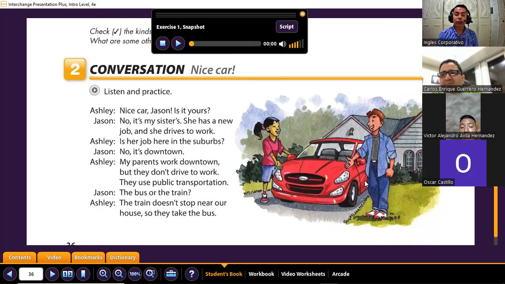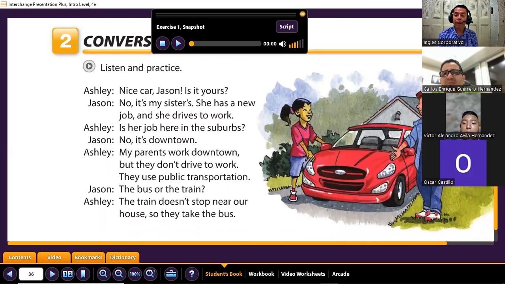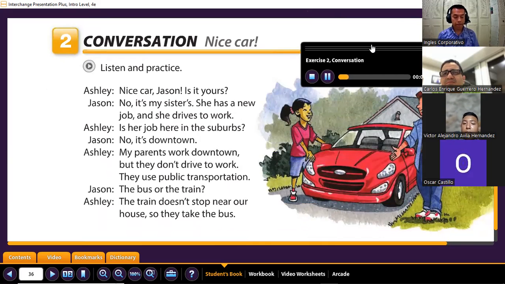Talking about transportation, listen, please. Listen to the conversation. Okay, here, listen, please. Page 36, exercise 2, conversation. Nice car. Listen and practice.